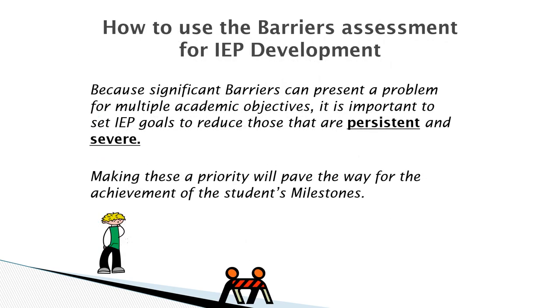Because significant barriers can present a problem for multiple academic objectives, it is important to set goals to reduce those barriers that are persistent and severe. These barriers are scored a 3 and a 4 on your barriers assessment. Targeting interventions for these barriers will pave the way for the student to make progress on their milestones. Sometimes the removal or reduction of a single barrier will result in progress in several areas.